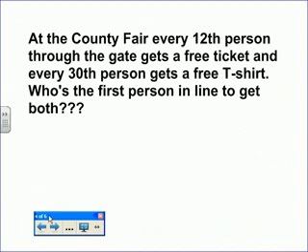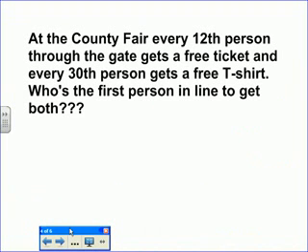The 30th. What's that? 30th, 60th? No, every 12th gets a free ticket. 36. No, because you got to be at least the 12th person in line to get a free ticket. 60th. 60th would get it. Who said it way before? The 30th person gets a T-shirt and a ticket. So why don't you just be the 30th person and just make everything easy?